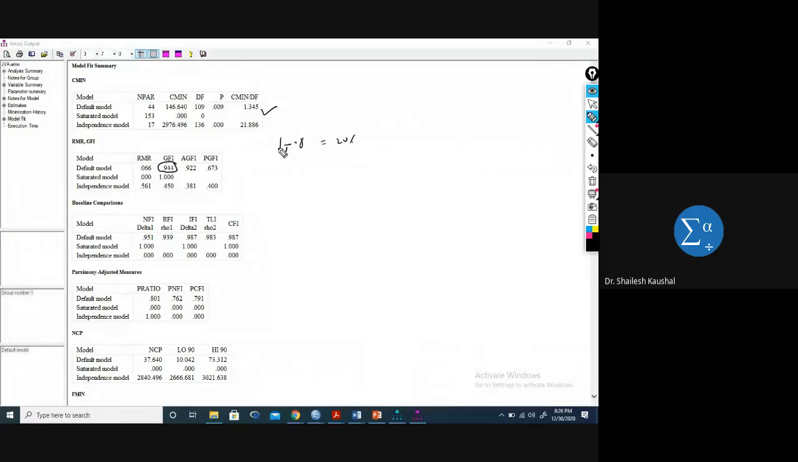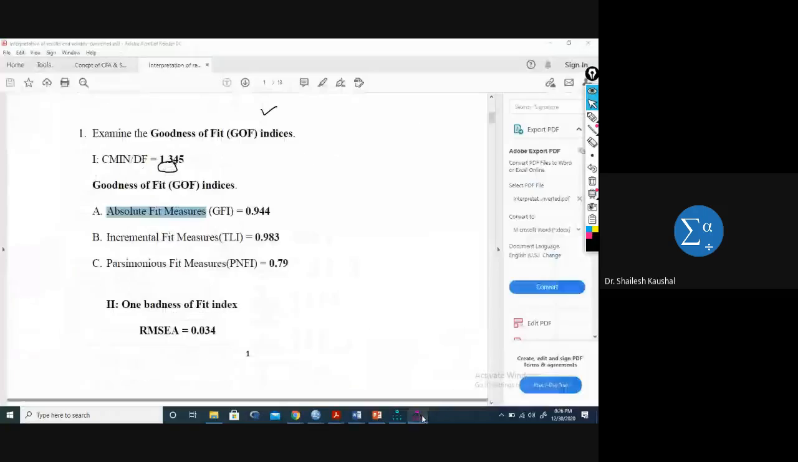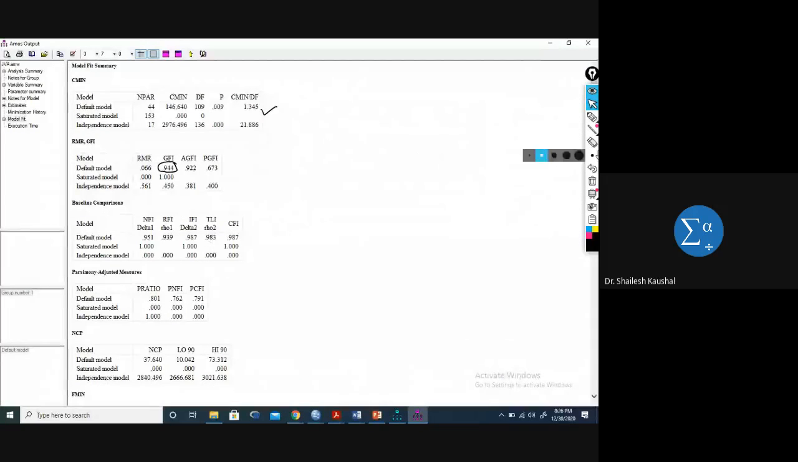So in this section, the goodness of fit index of this variable is 0.94. That is the absolute fit indices. Then the incremental fit indices, that is TLI, the Tucker-Lewis index. What should the Tucker-Lewis index value be? This is the value. Tucker-Lewis greater than 0.95 is good.